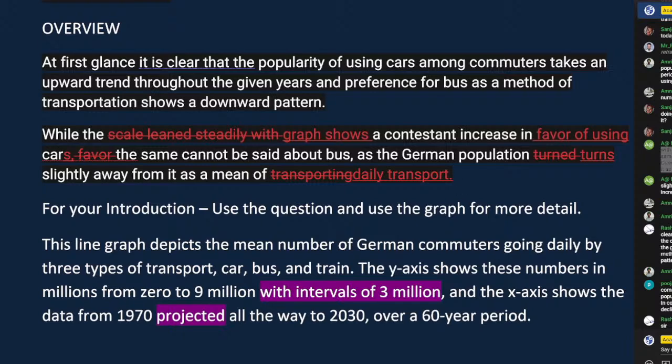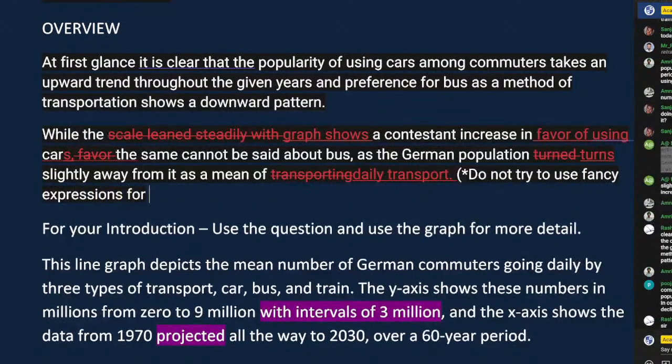So that's my advice here, Mal, is do not try to use fancy expressions for task 1. Your goal here is much more to write a clear essay. I feel like you're trying to be a little bit fancy with the way that you express yourself here, Mal, and it's actually working against you. It's creating a lot of confusing information, okay?